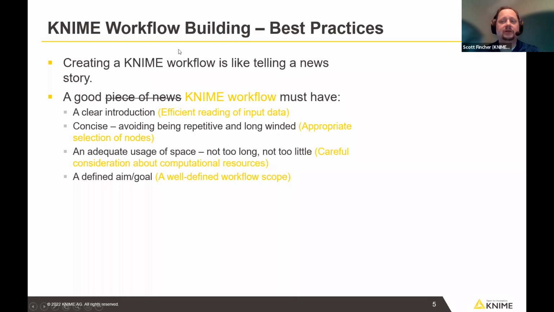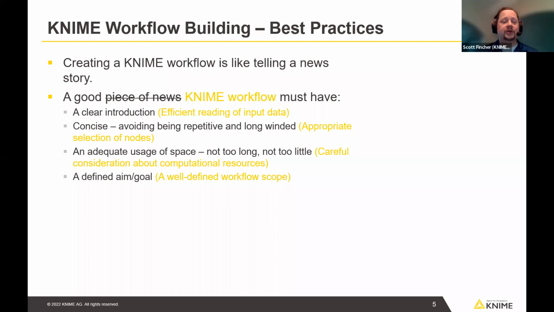And so a workflow is a little bit like that. So when we create a KNIME workflow, we want to have a clear introduction too. This can mean efficient reading of input data. It also can mean proper annotation too, making sure that when you bring up your workflow or somebody else brings it up, that they can actually get an idea of what the workflow is supposed to do. You want your workflow to be concise in that it uses an appropriate selection of nodes to do the task that you have implemented. You want to use space adequately, and space in this analogy maybe refers to memory or storage, right?